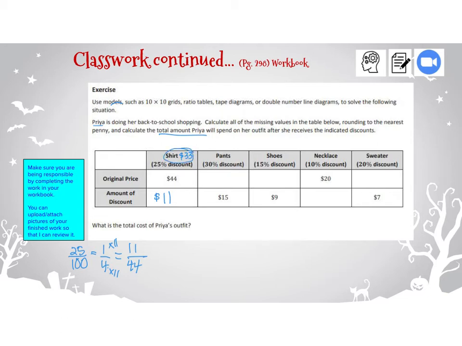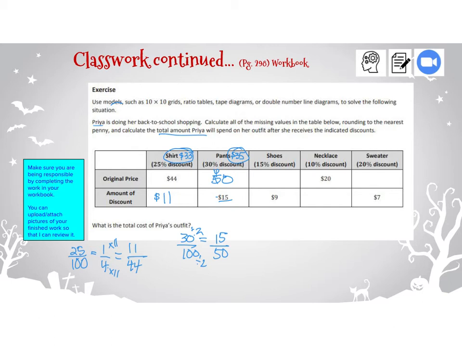Okay, so the pants are a 30% discount. So I'm going to write 30 out of 100. And that equals, it says 15 is the discount amount. Well, that was divided by 2. I'm going to divide that by 2, and I get 50. So 50 is the original price. So what's 50 take away 15? It is $35. So I'm going to write that there. That's $35 for the pants.